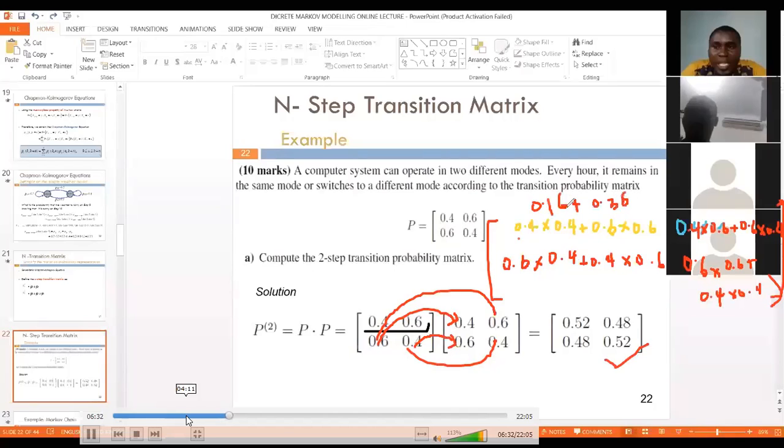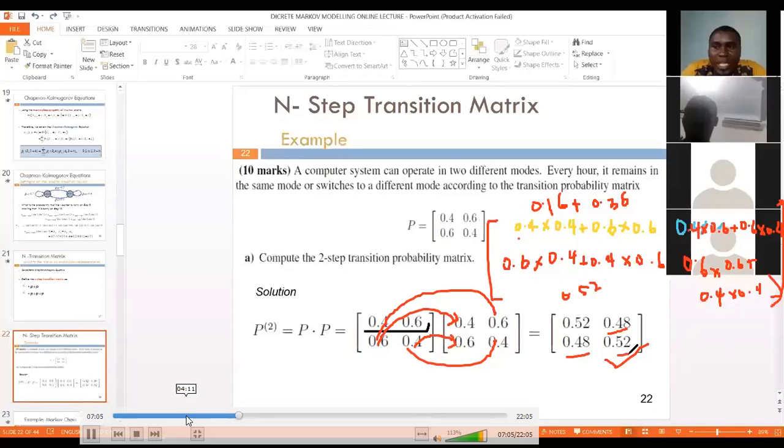When you add the 2, that should give us what? 0.52, okay. Then when you come here, this is 6 times 4 should give us 0.24. This is also 0.24. When you add, you get 0.48. The same way 0.24, 0.24, 0.48, 0.36, and 0.16 will give us 0.52. Okay, so that is how you do your matrix multiplication.